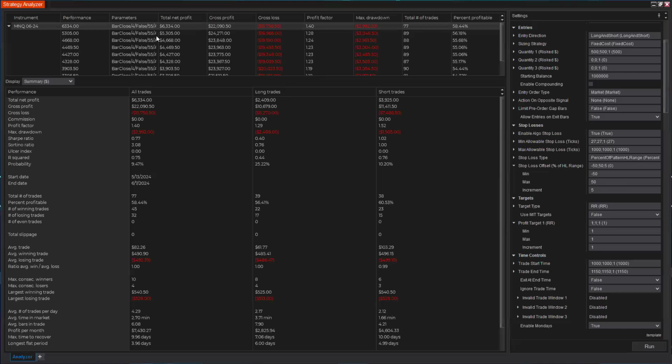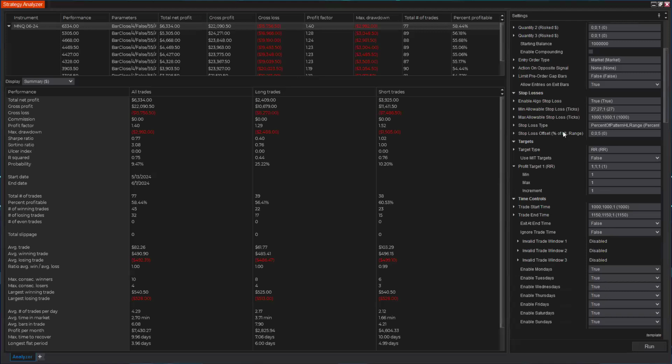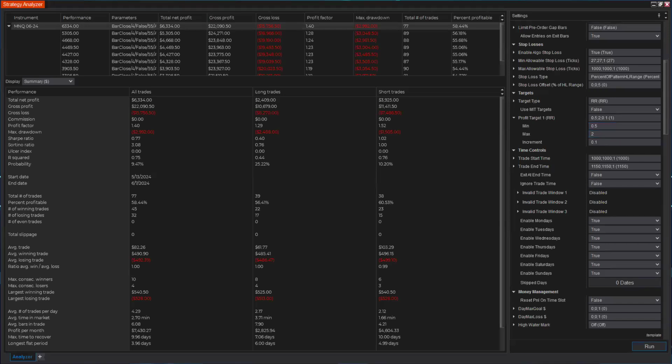Okay, no change on profitability there. So the zero actually was the best number, right at the edge. And that's kind of what I was seeing on the chart too. It kind of looked the best that way. So profit target, let's go crazy. I'm going to go by 0.1 so we can see what the differences are between each one. So we're going to go 0.5 to 2 by 0.1. And let's run it.